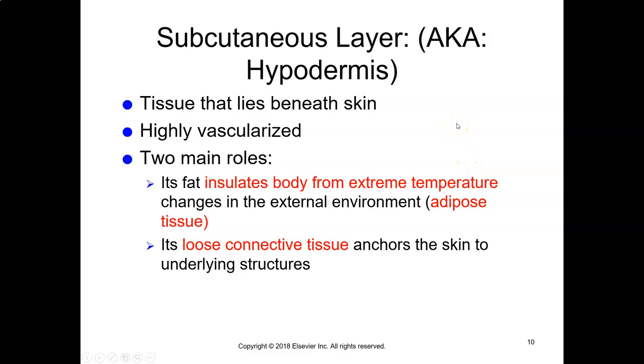So more about the hypodermis, or the subcutaneous layer. The tissue lies within the skin. It is highly vascularized, and it has two main roles. Its fat insulates the body from extreme temperature changes in the external environment. So adipose tissue helps us be insulated. Its loose connective tissue anchors the skin to underlying structures. So this layer is very, very important and has two important main roles.